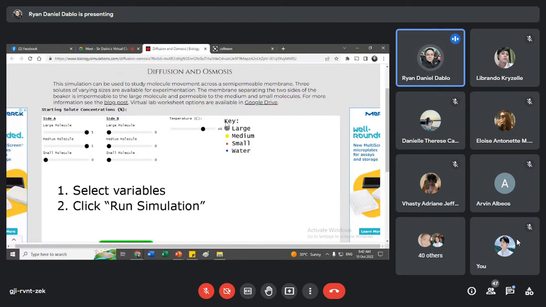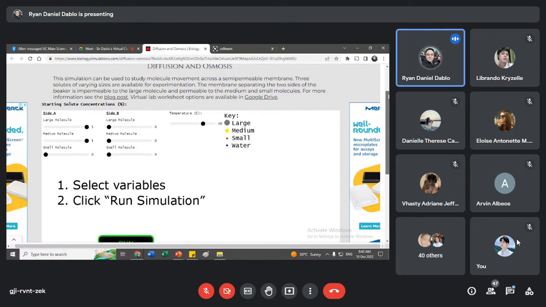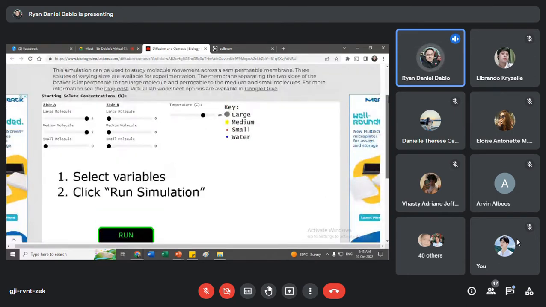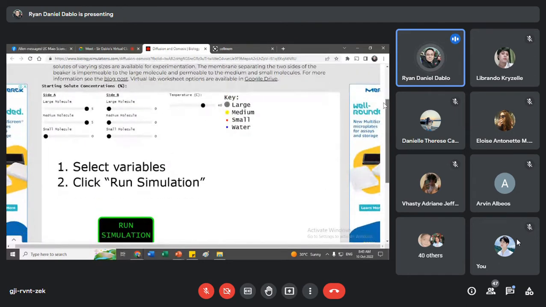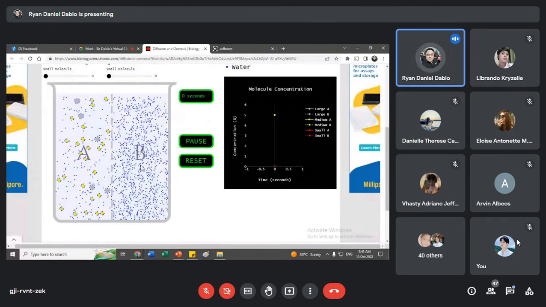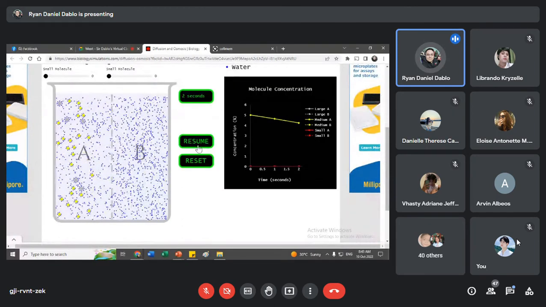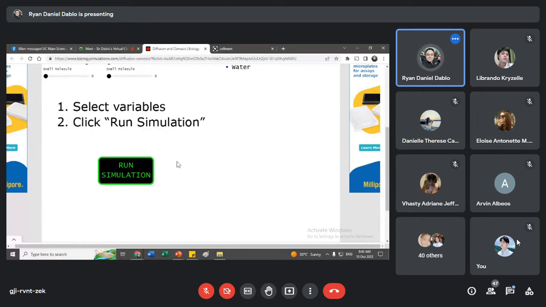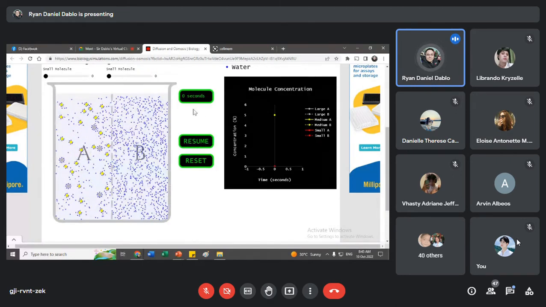Let's try to run the simulation with only large and medium molecules, just to give you an idea about how this works. And let's say we're going to have the temperature at 40. The large molecules are quite obvious, they're gray circles. So let's run the sim. Pause. At this juncture, you will notice that there is a greater density of water molecules on the right side of the screen. Let me reset it for you, okay? And pause immediately. There we go.